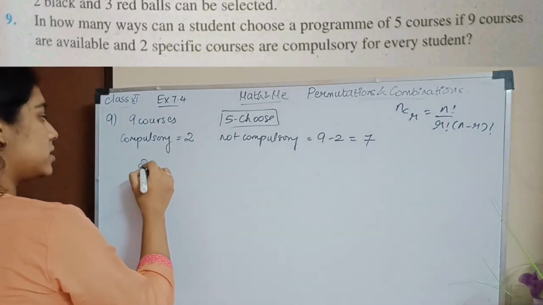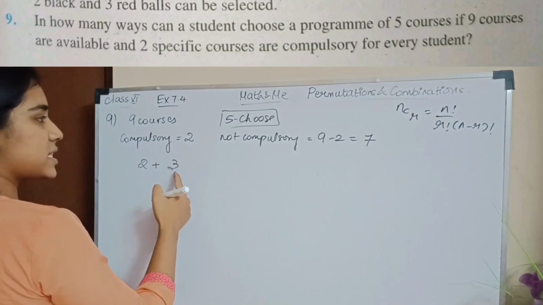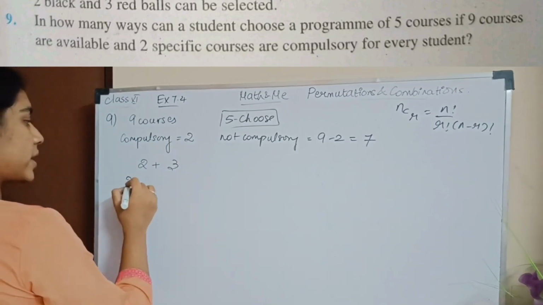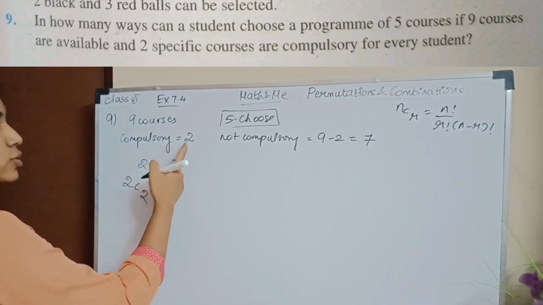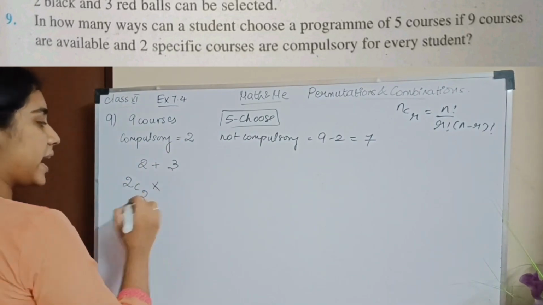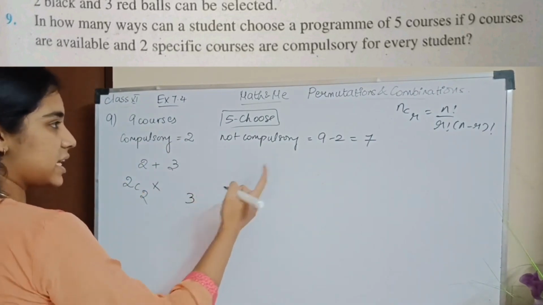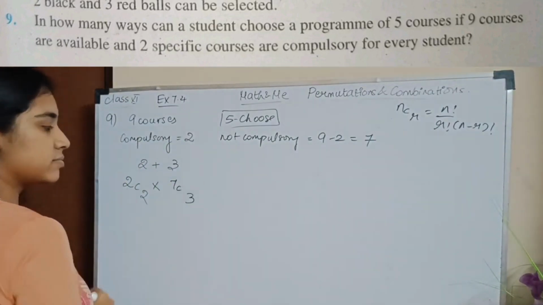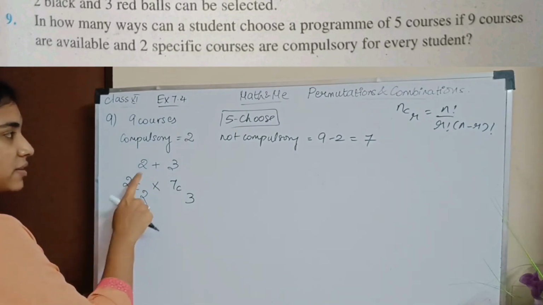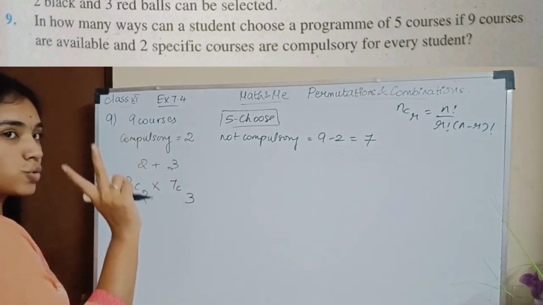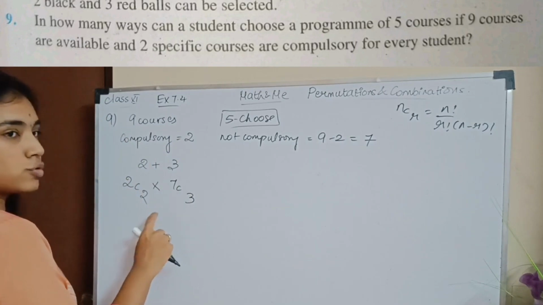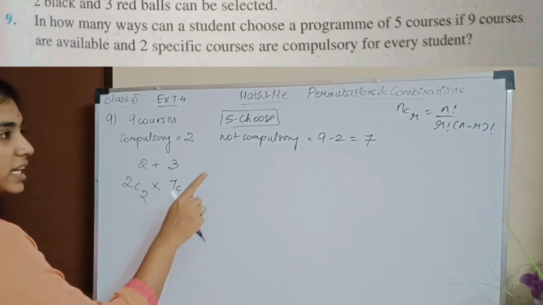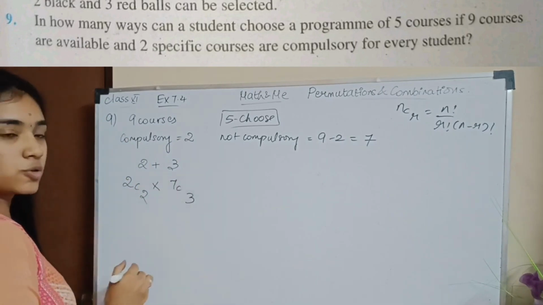So total are 2 compulsory courses plus 3 which are not compulsory. So I can choose the 2 compulsory courses from the 2 that I have, and I need to choose 3 from the not compulsory courses. 2 compulsory from the 2 that I have because 2 is a must. And in total, I have to choose 5 courses. So the remaining 3 I will be taking from the 7 not compulsory courses.